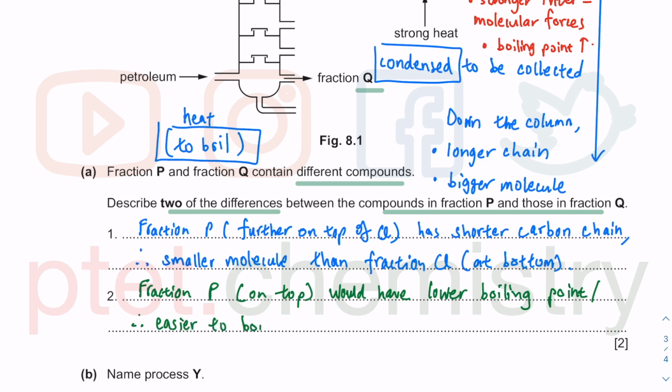Another English word that can try to trick you means is more volatile. Volatile means easy to boil. More volatile means easier to boil, therefore lower boiling point. Then fraction Q, which is at the bottom.